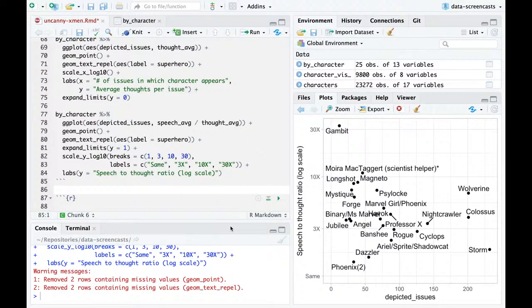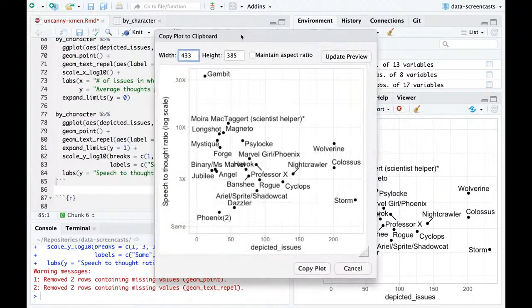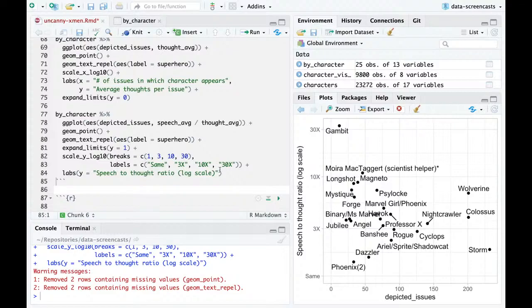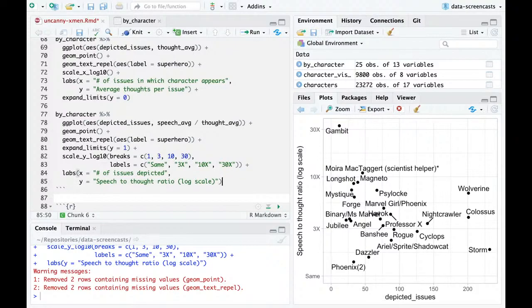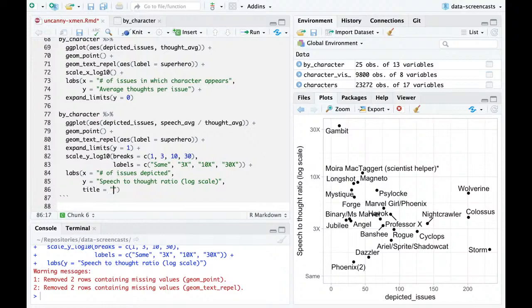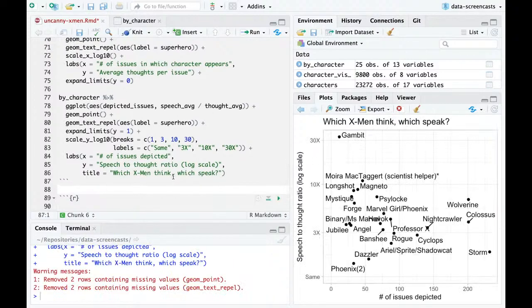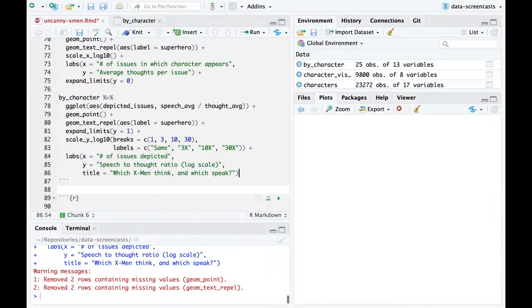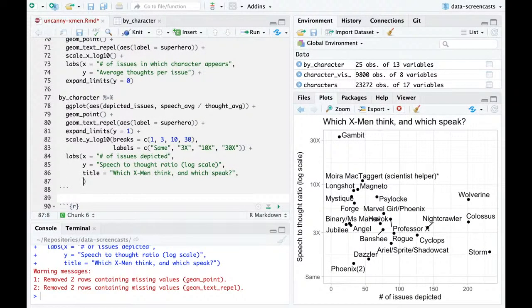Someone's got another question that I'm going to get to in a second about costumes that I'm curious about. This is then, which I'm actually going to say number of issues depicted. Which characters think, which speak.